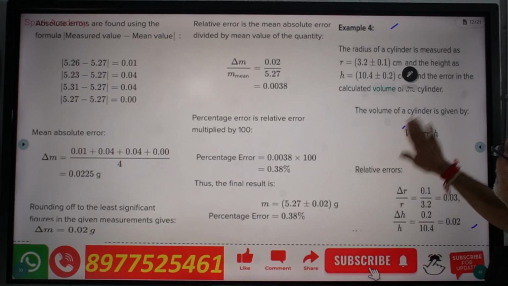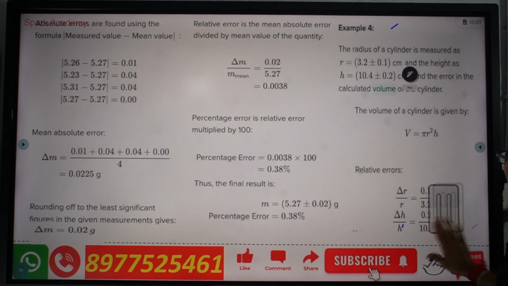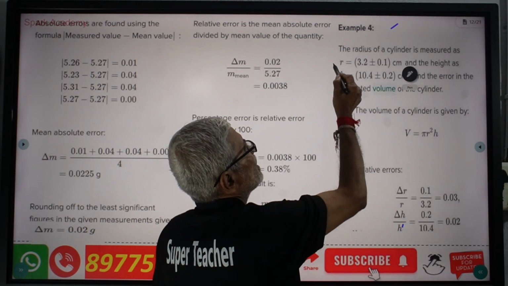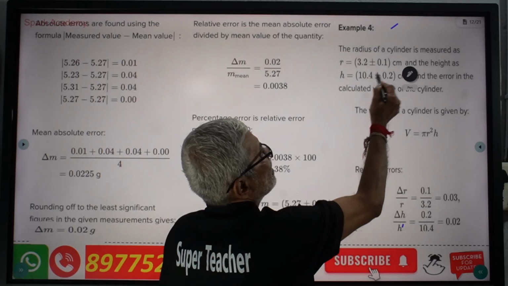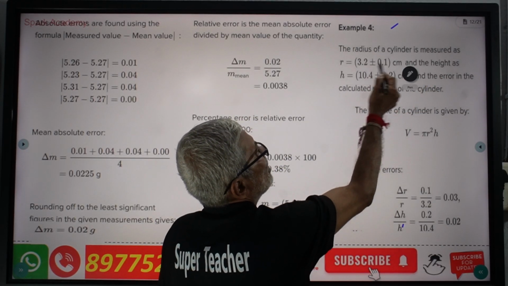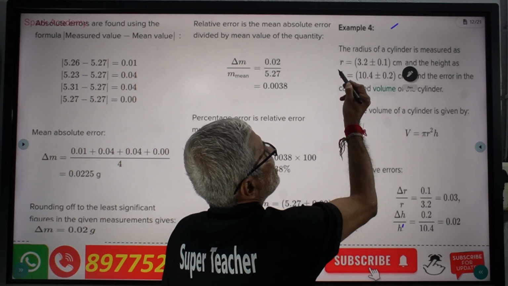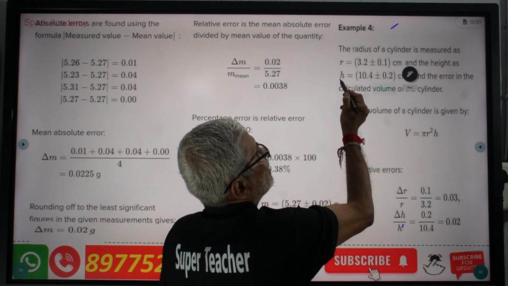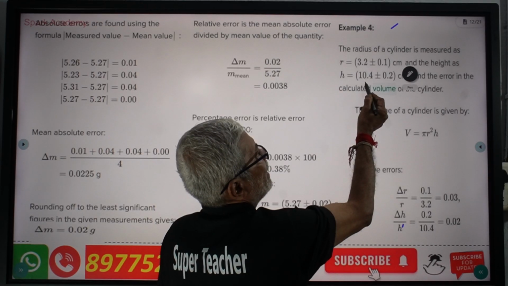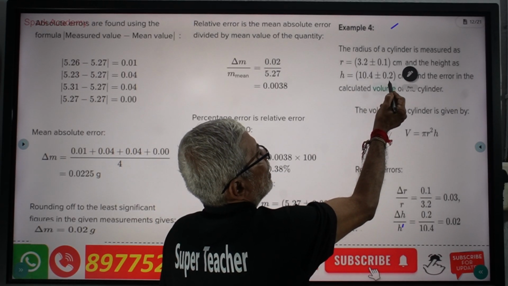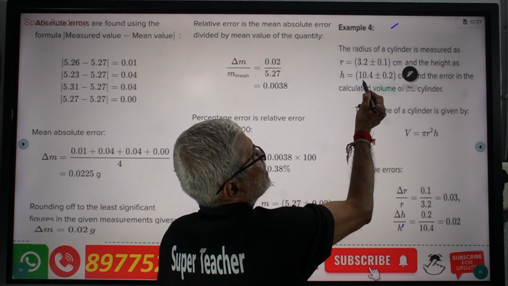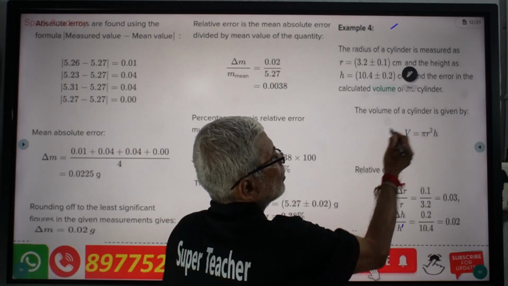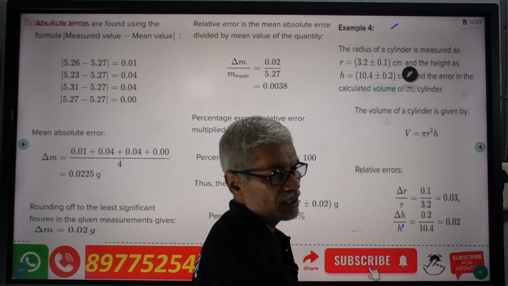Let us discuss this problem. What is this problem? The radius of a cylinder is measured as R, with error del R, and the height is H, with error del H. You know the volume of a cylinder formula: it is pi r square h.